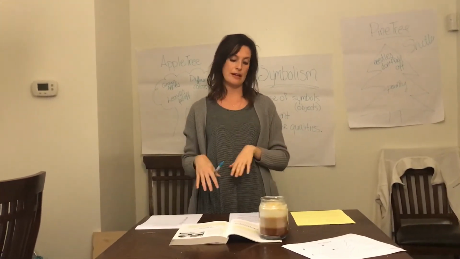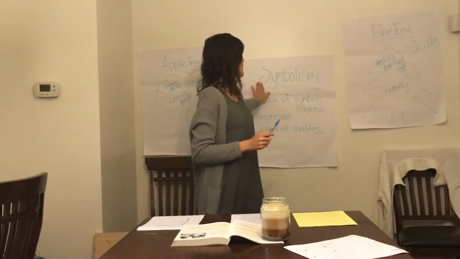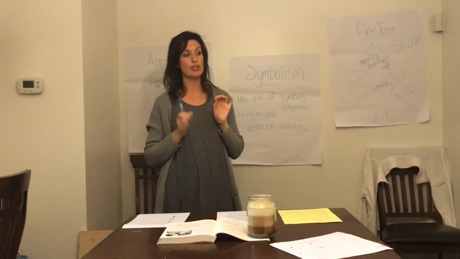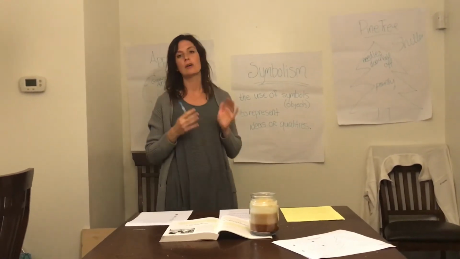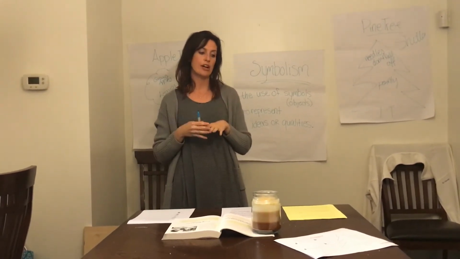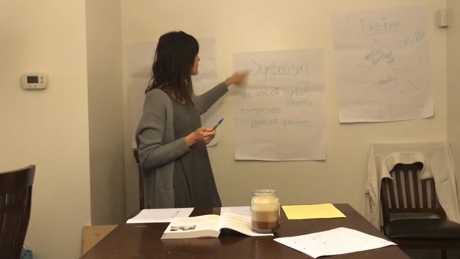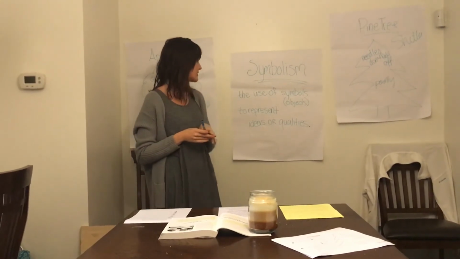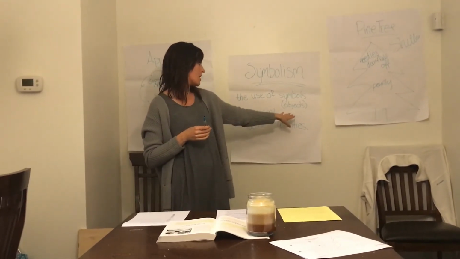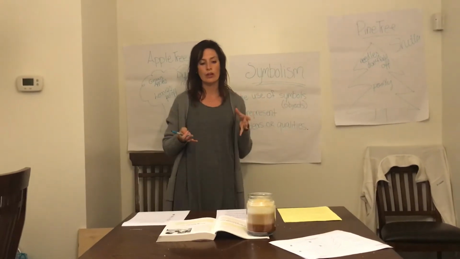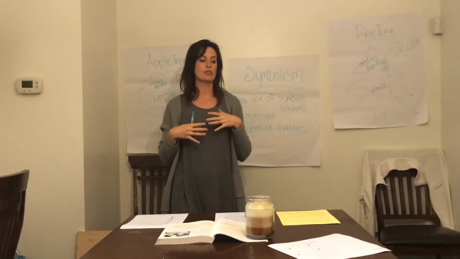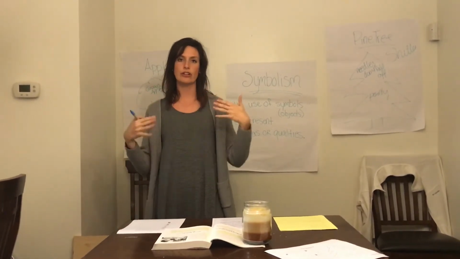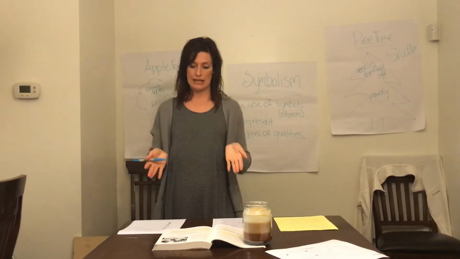But what we're going to talk about today is symbolism. And so we're going to start thinking about why the author chose a tree to represent Melinda and to represent her character, thinking about symbolism. So symbolism is the use of symbols or objects to represent ideas or qualities. So symbols on their own can be any object that is used to represent an underlying thing or a deeper meaning of something.